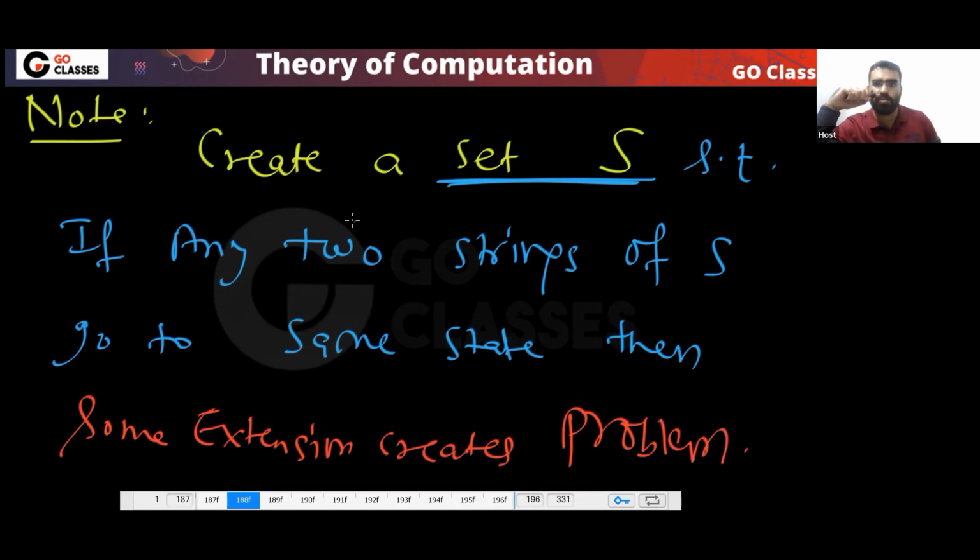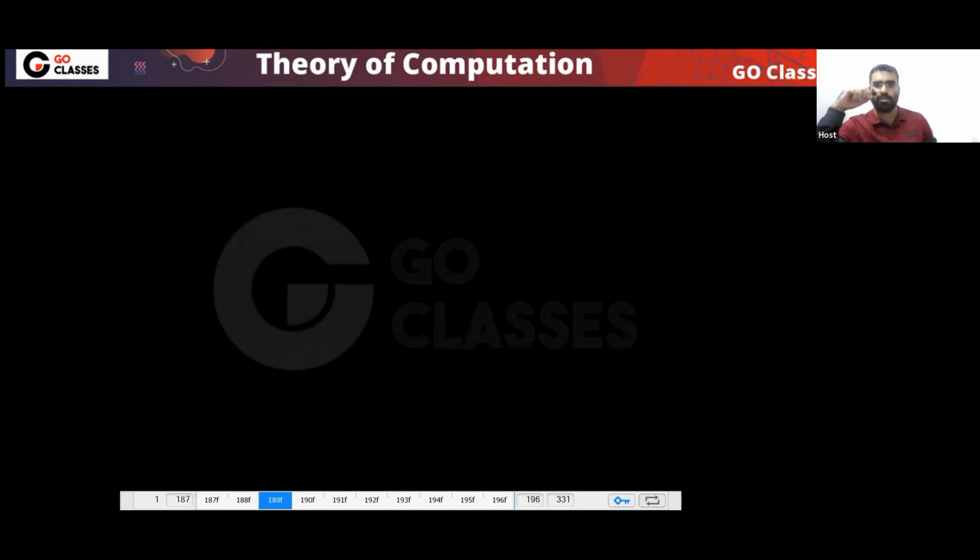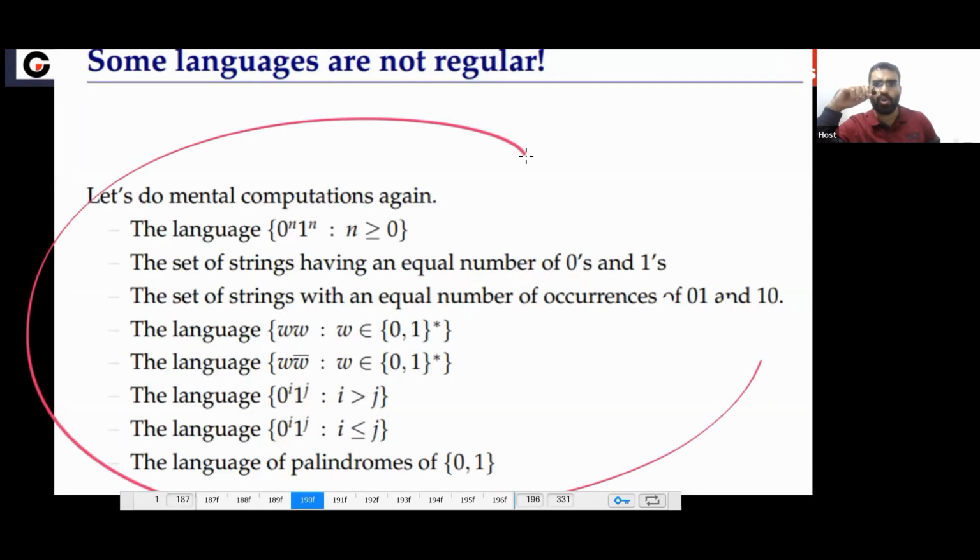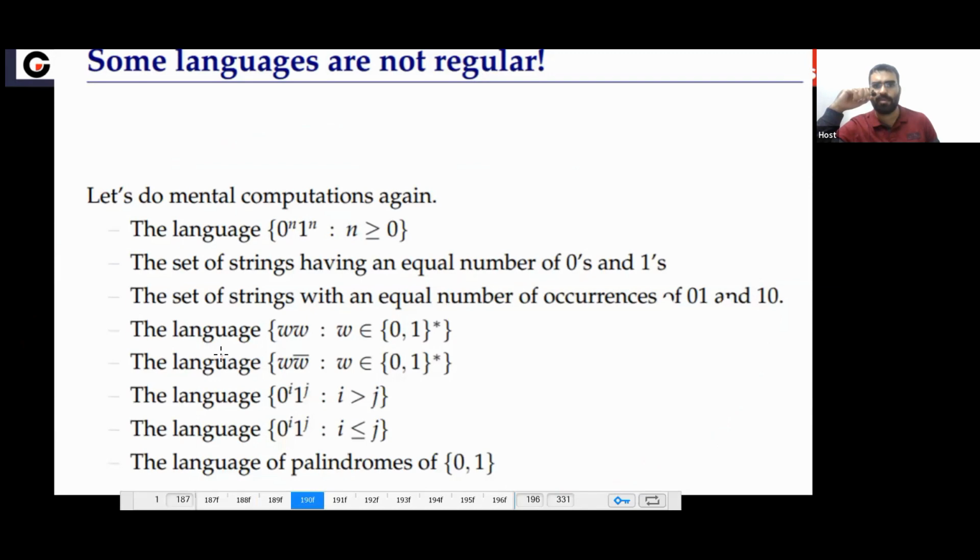Okay, so this is the idea. This type of set you create. I am giving this as homework. In all of them you need to create set S. Okay, this is the homework I am giving you. In this homework, what you need to give me.